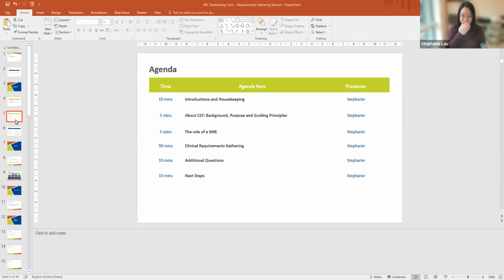In terms of the agenda today, we just went through some introductions and housekeeping items. We'll introduce everyone on the meeting after this slide. And then we'll spend a little bit of time going through the background, purpose, and guiding principles of CST. I know for most of you this is extremely familiar, but we do want to make sure that everyone's on the same page and knows what's going to happen in the next couple of months.